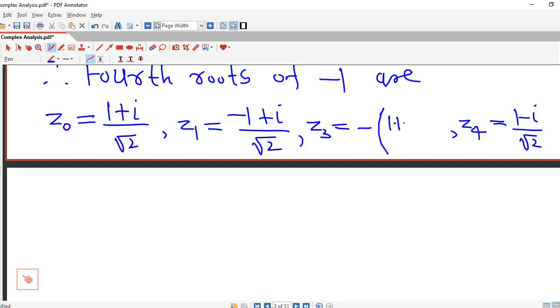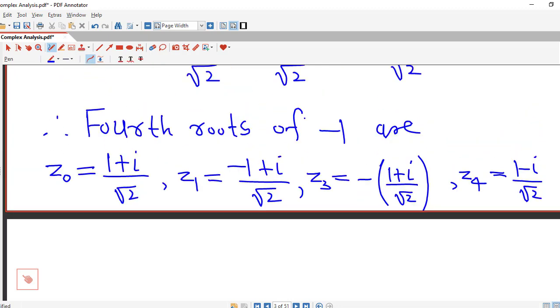So this is z3, negative of z0, 1 plus i over root 2, and we can observe that z4 is negative of z1. If we take minus z1, we have 1 minus i over root 2. So in this way we can calculate roots of any complex number easily.